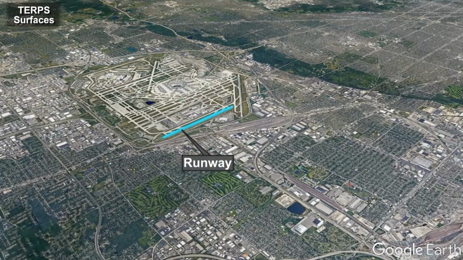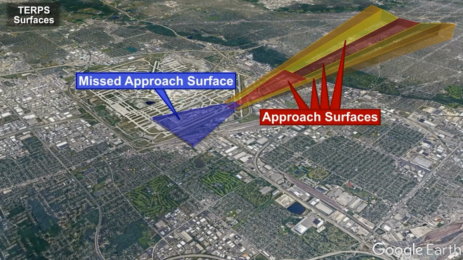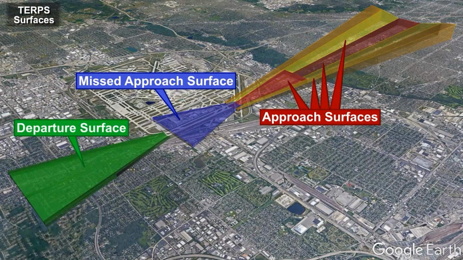TERPS surfaces vary depending on the specific instrument procedure for a given runway. Shown are surfaces pertaining to an instrument landing system or ILS approach, a missed approach surface, and a departure surface. The FAA uses these surfaces in the evaluation of instrument runway procedures.